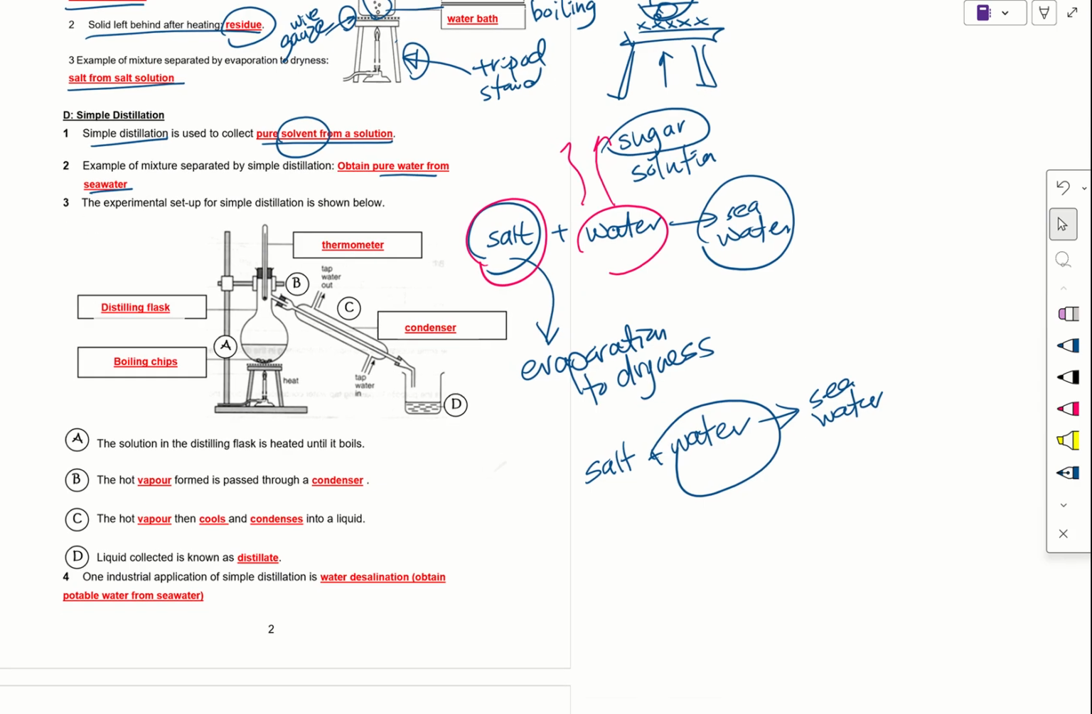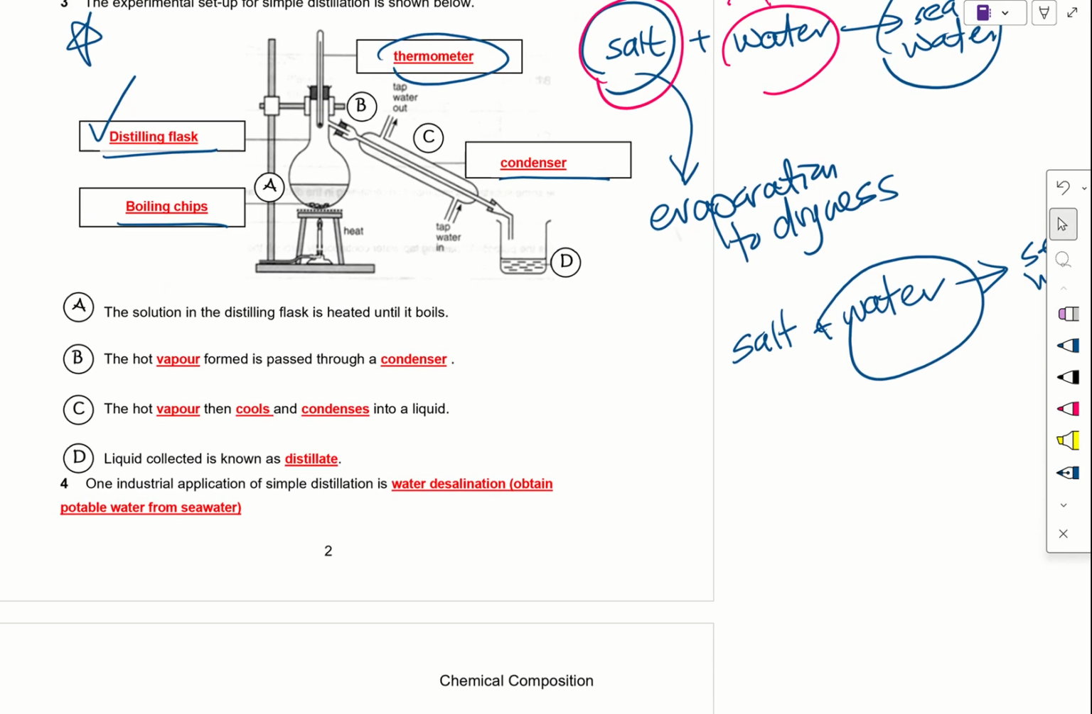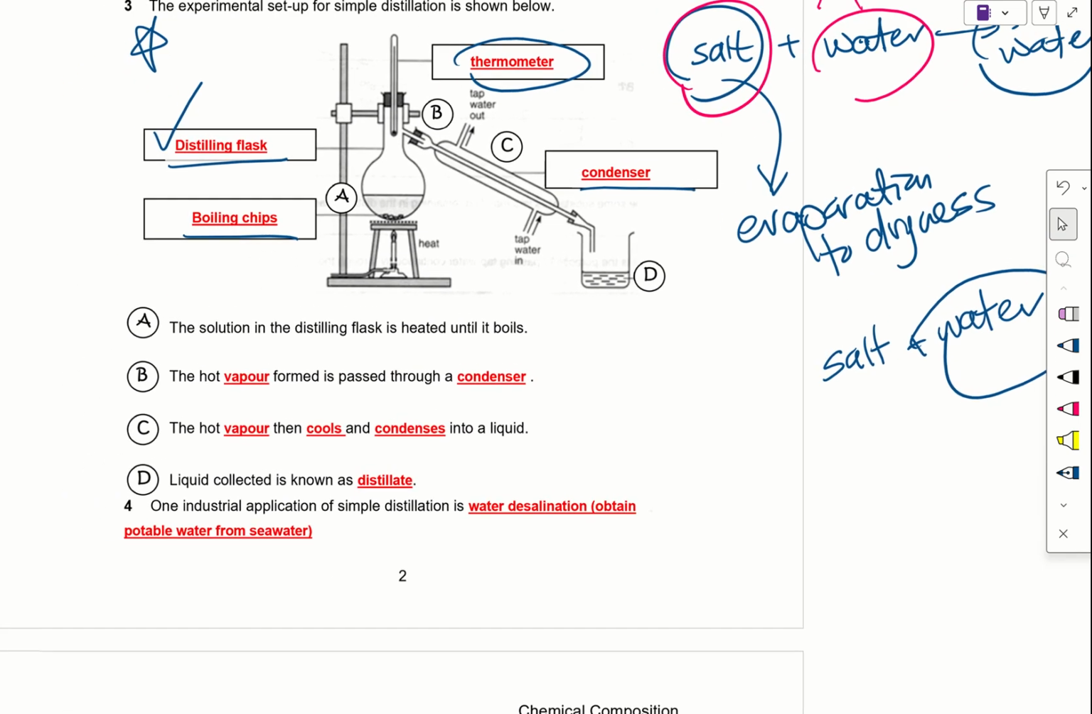Okay, so let's look at the setup. We have a distilling flask. You need to be able to label the parts. I doubt that they will ask you to draw at Sec 1 level, but you need to know how to label the parts. We have a thermometer, a distilling flask, boiling chips, and a condenser. All of them have a certain function, so you need to know the name as well as the function.